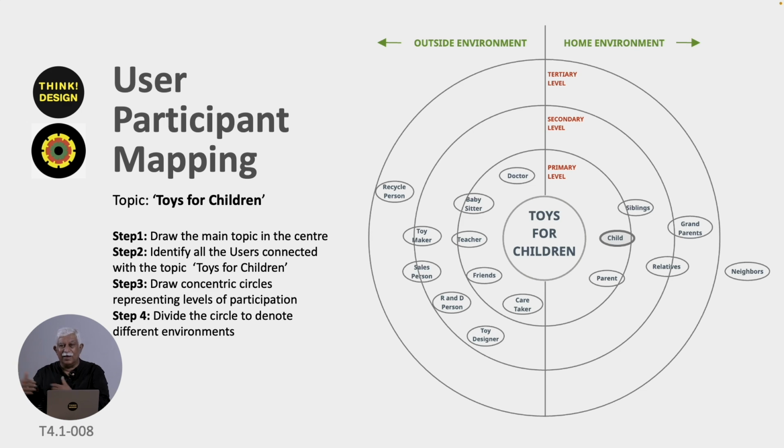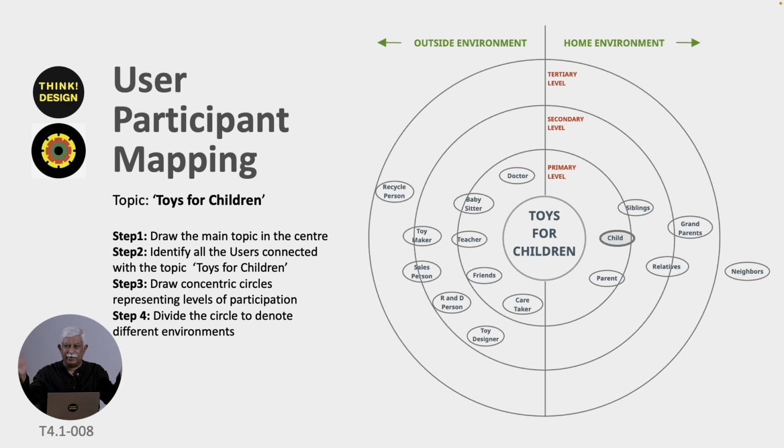So the levels start differing. On this side again you have ones connected with you: the doctor, the babysitter, the teacher, friends, caretaker, right? And then you have the toy maker, the salesperson where you go and buy it, maybe the R&D person who's behind the toy itself, and so on and so forth. And at the outer level you have, for example, people who recycle toys.